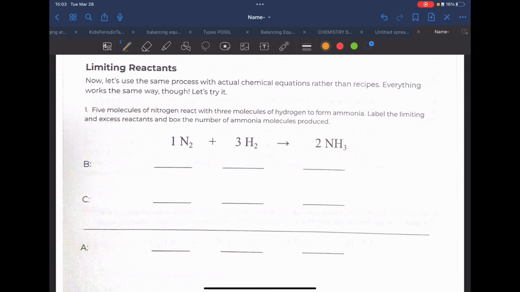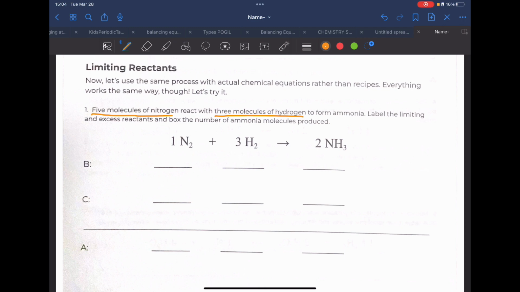So this is our balanced chemical equation for the synthesis of ammonia. We take 1 molecule of nitrogen and 3 molecules of hydrogen to make 2 molecules of ammonia. That's the balanced chemical equation that we talked about before the break. But it's telling us that now we have 5 molecules of nitrogen reacting with 3 molecules of hydrogen. So imagine that you put those molecules inside a box, and you shake the box around, right?